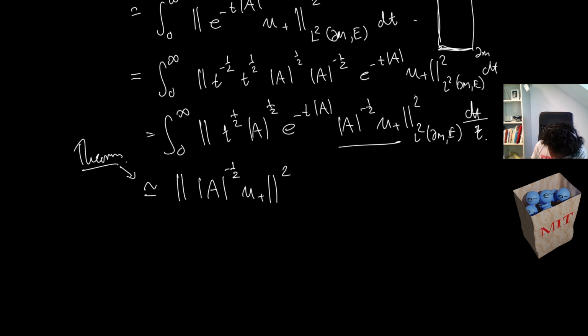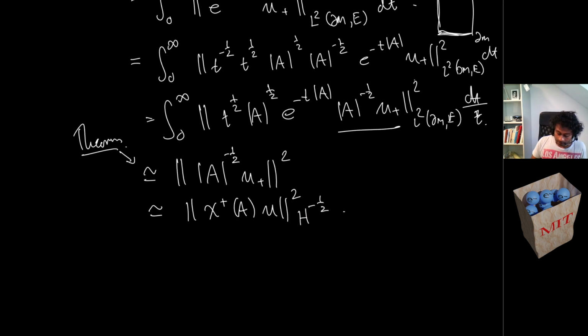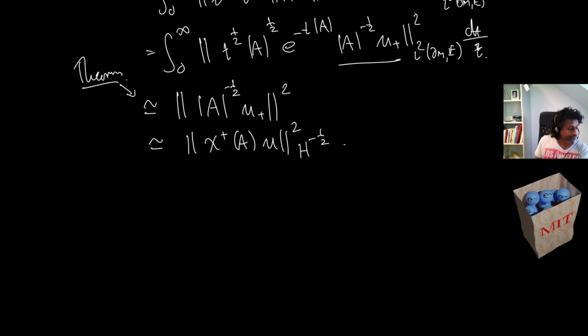Okay, so we get this, and so what is this exactly? This is exactly equal to, so I'll write it, chi plus of a of u h minus a half squared. Okay? All right. Now let's look at the second estimate. Okay, so the inhomogeneous term introduces this negative a half term. All right.